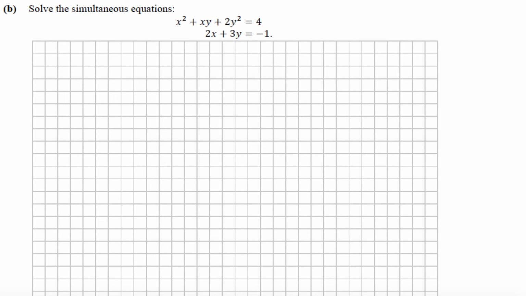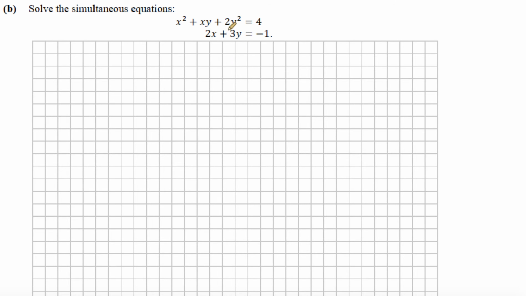So part B says solve the simultaneous equations. x squared plus xy plus 2y squared equals 4, and 2x plus 3y is equal to minus 1. Okay, so we can't solve these simultaneous equations by the elimination method, so we can use the substitution method. So the way we'll do that is with the easier equation, the linear equation, 2x plus 3y equals negative 1, we're going to express either x in terms of y or y in terms of x.